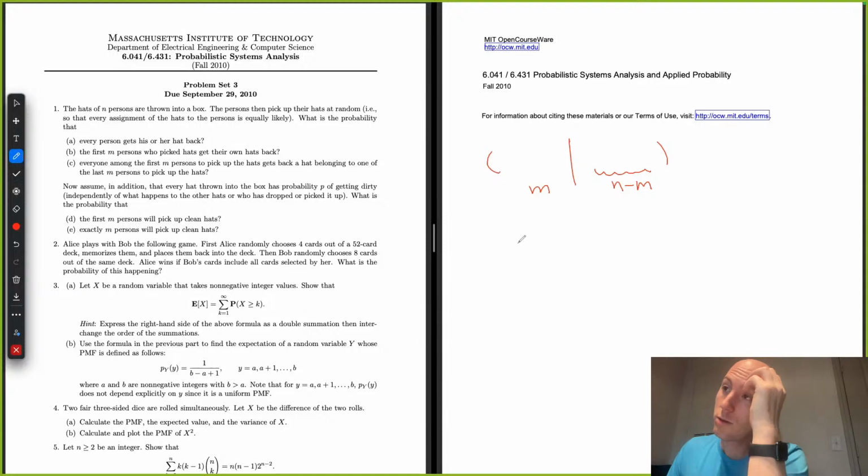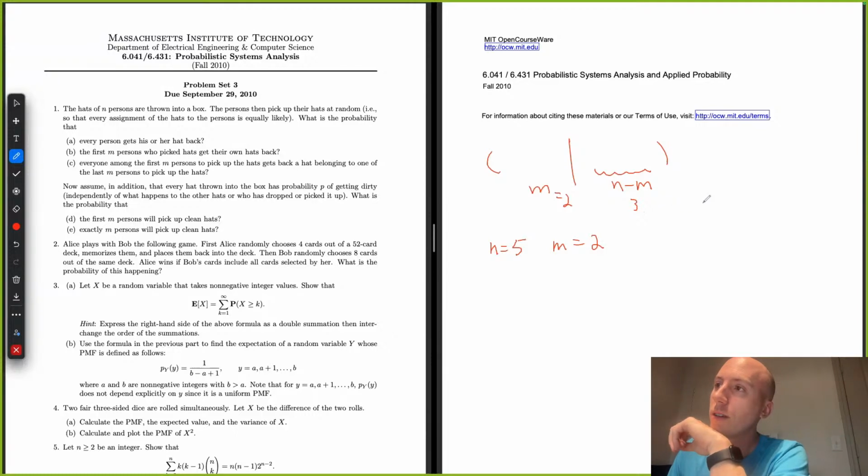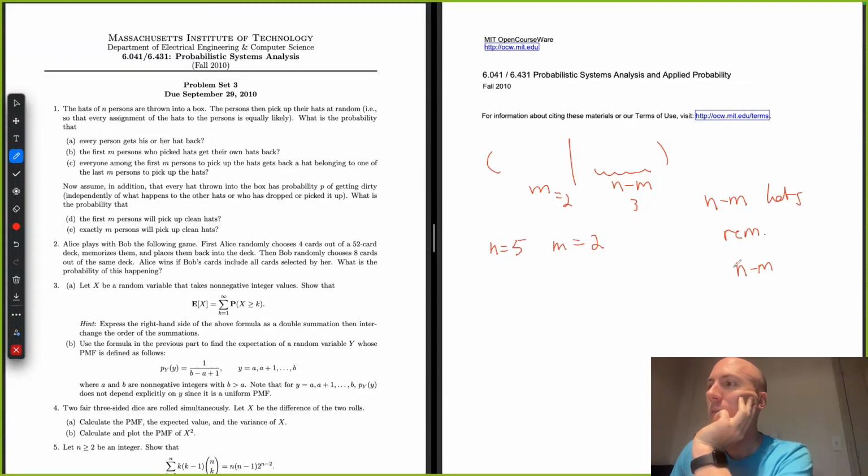I just want to make sure that's true, so we're not off by 1. Say n is equal to 5 and m is equal to 2. Then we fix the first 2 things, and 5 minus 2 is 3, so the last 3 are variable. By this point, how many hats are left? There's n minus m hats remaining, and the number of permutations of those is n minus m factorial.